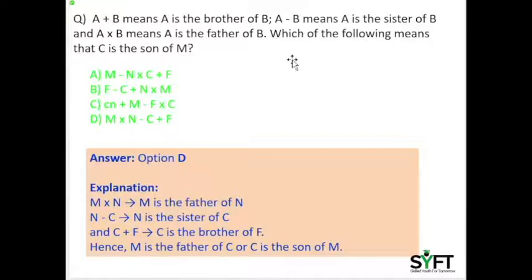Friends, the same technique is to be followed in these questions also. Just proceed backwards. M into N, that is M is the father of N, such as A into B means A is the father of B. N minus C is N is the sister of C, such as A minus B means A is the sister of B. And C plus F means C is the brother of F, which means plus sign denotes brother, minus sign denotes sister, and multiplication sign denotes father. Hence, M is the father of C, or C is the son of M. Therefore, the answer would be D, M into N minus C plus F.